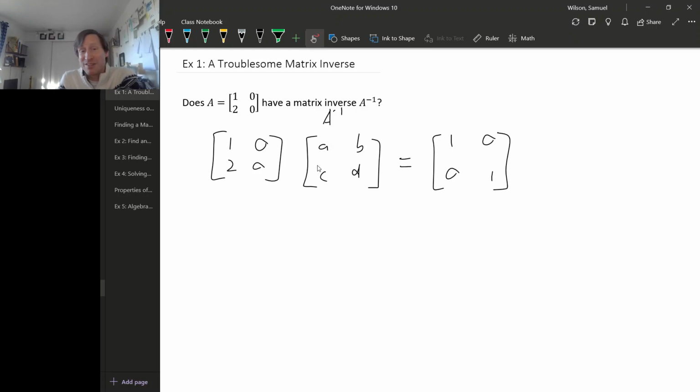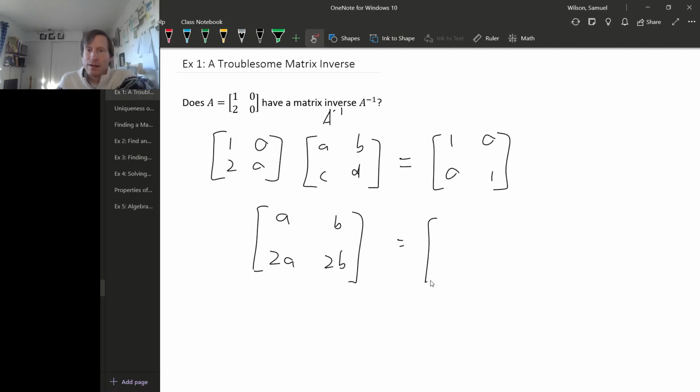Well, we can work out the stuff on the left. If we actually do this matrix multiplication on the left, we get, let's see, a and then 2a. And over here we get b and 2b.